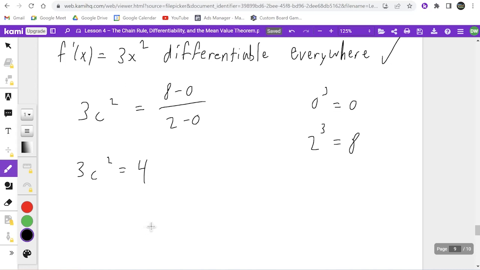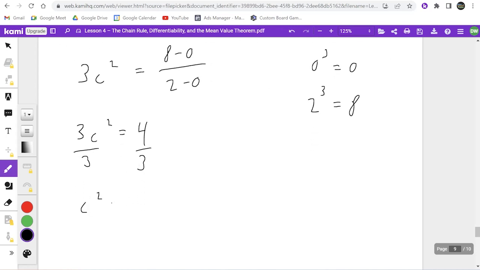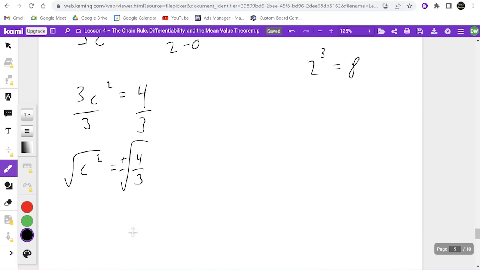This one's going to be annoying. It's not going to be a pretty answer, and that's okay. But next we have to divide by 3. So c squared equals 4/3. And then we take the square root. And please, please, please remember, whenever you take a square root, it's plus or minus. I cannot tell you how many times I have to tell my students this. So the final answer is c equals plus or minus. We know the square root of 4 is 2, and we do not know the square root of 3, so you'd have to leave it as a square root of 3 in the denominator.